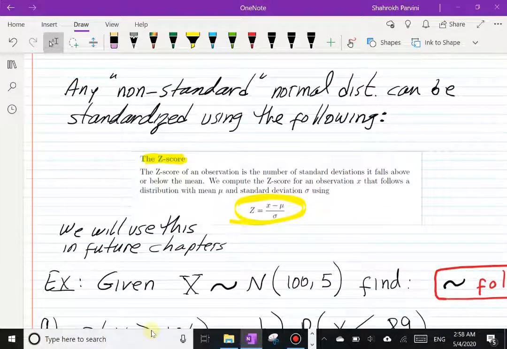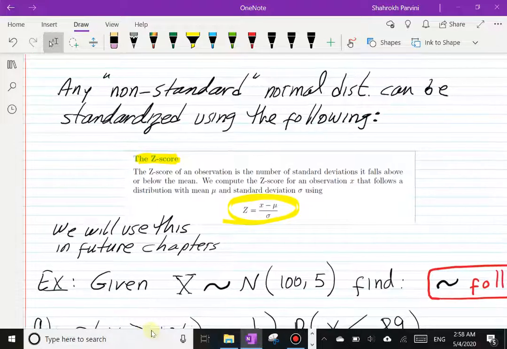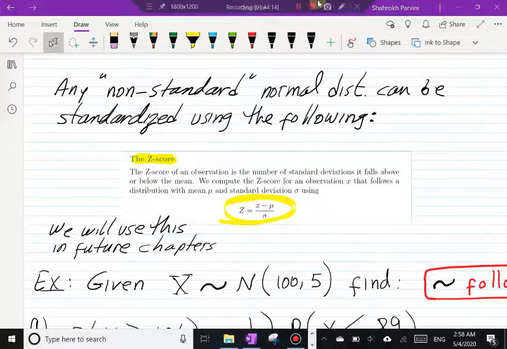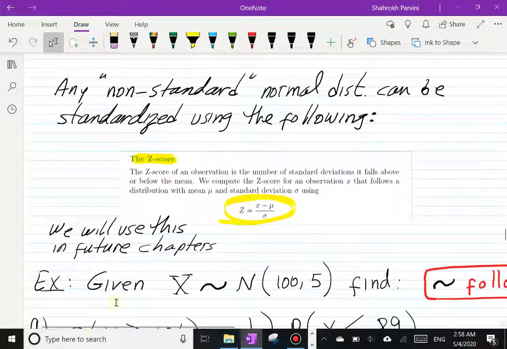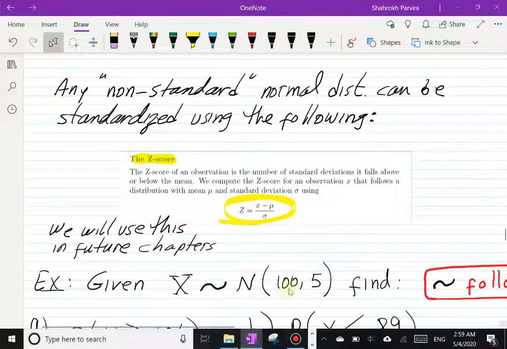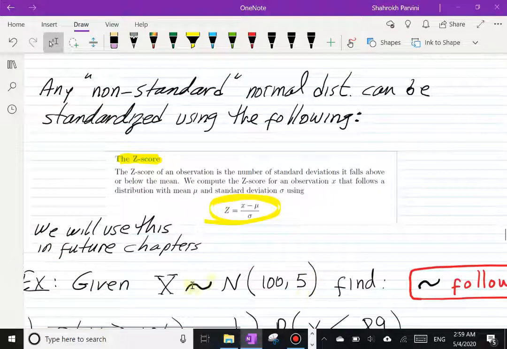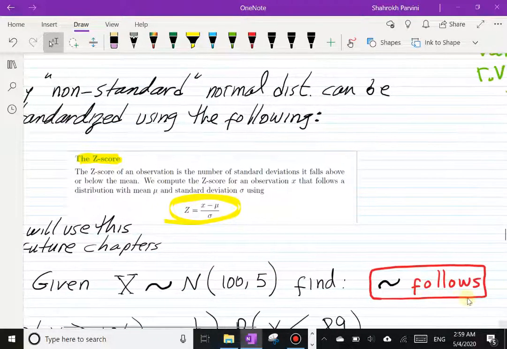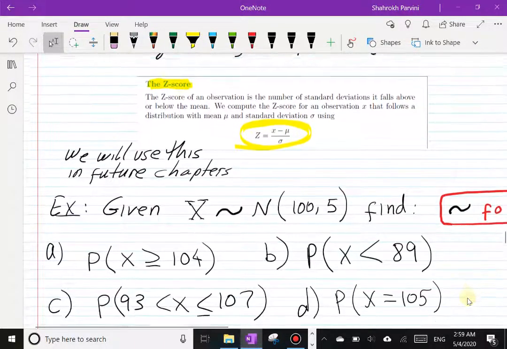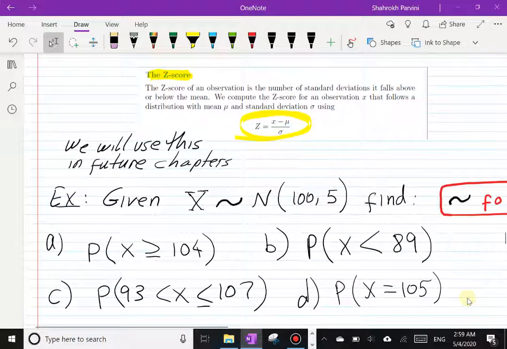Now, let's take a look at something different. Given the random variable x follows a normal distribution, with a mean of 100, deviation 5. Remember, first number is mu, second number is sigma. And this tilde symbol here means follows. So random variable x follows normal with those parameters. We want to find these probabilities.